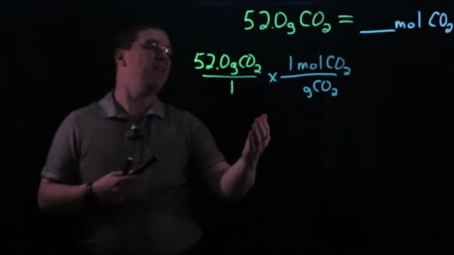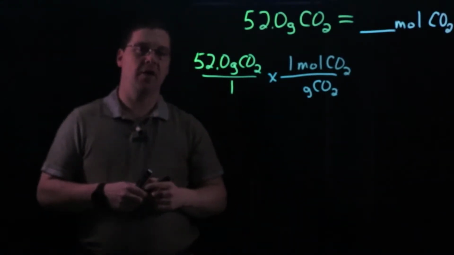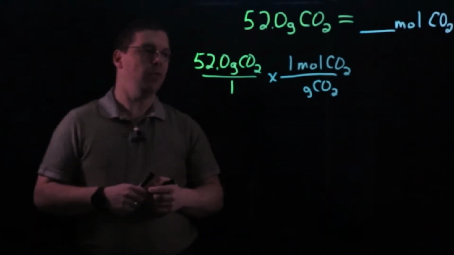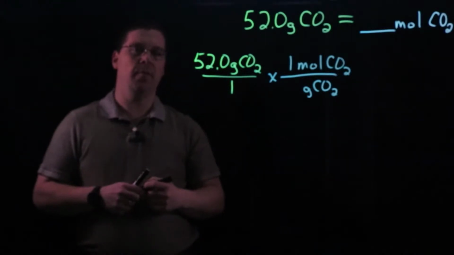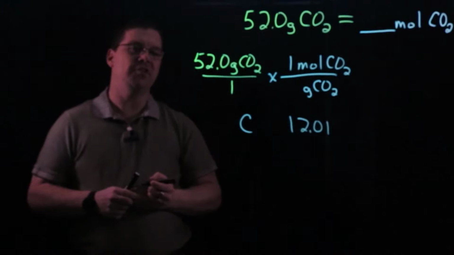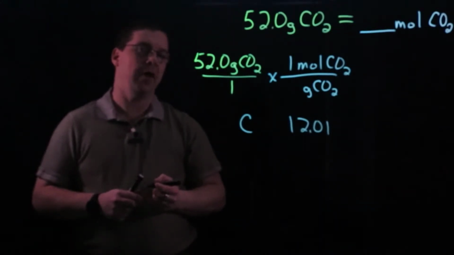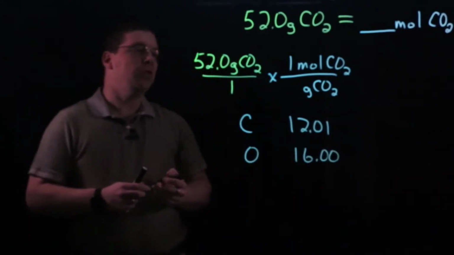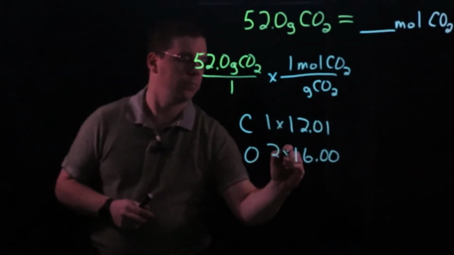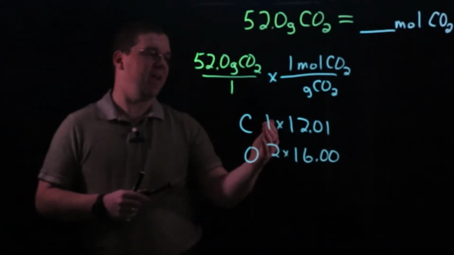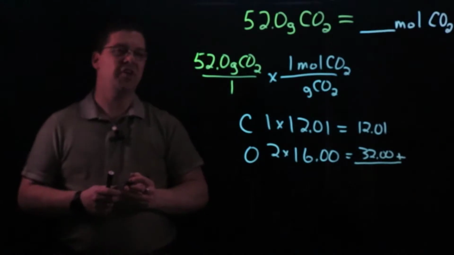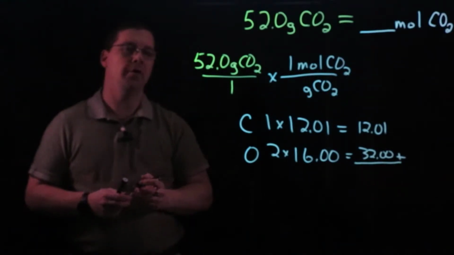Now as for how many grams we have for carbon dioxide, that's where we need to go to the periodic table. So when we go to the periodic table, we see that for carbon we have a mass of 12.01 AMU. And for oxygen we have a mass of 16.00 AMU. If we look at the formula, we see that we have 1 carbon and 2 oxygens. So when we multiply and then add these up, we should end up with 44.01 AMU.